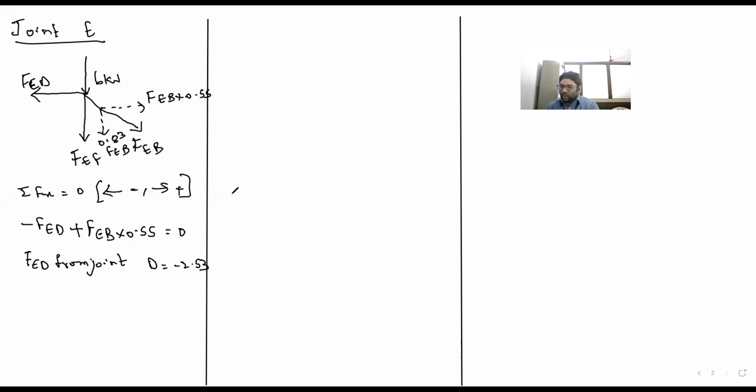So substitute it now. What you will get? Minus of minus 2.53 plus 0.55 FEB is equal to 0. Say the value of FEB. 2.53 divided by 0.55. That is 4.6.